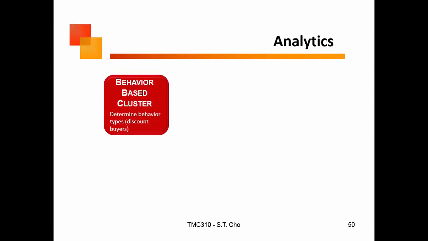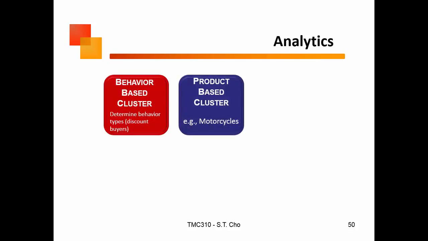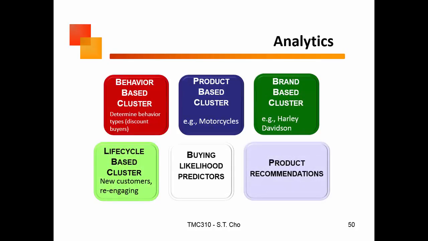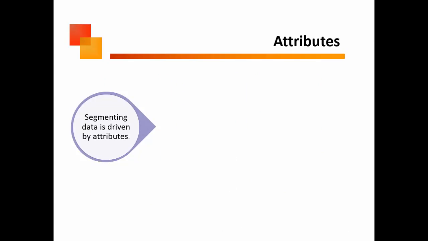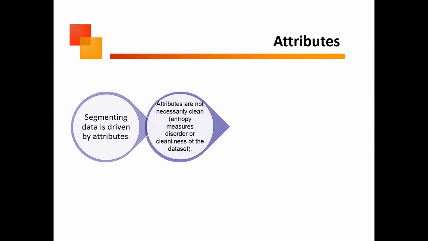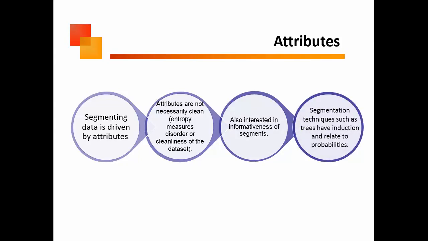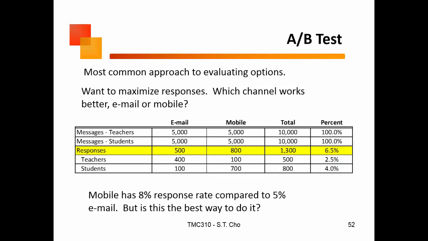In terms of analytics, we look at behaviors, product clusters, brand clusters, life cycle, buying likelihood, and product recommendations. These are the things we as marketers, and this is the kind of data we're most interested in. Attributes are those variables that drive what's going on. They're not always clean, but we're interested in how informative they are. Nothing is going to act the same every time, but the big thing is, can we derive probabilities to see how it works?